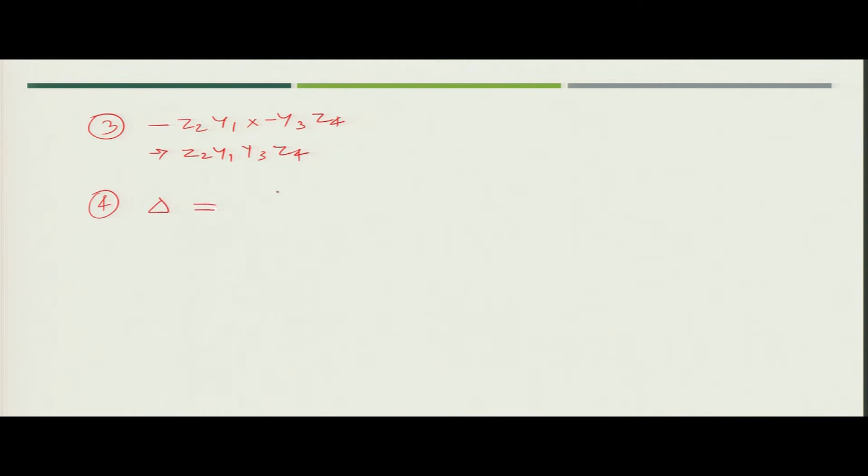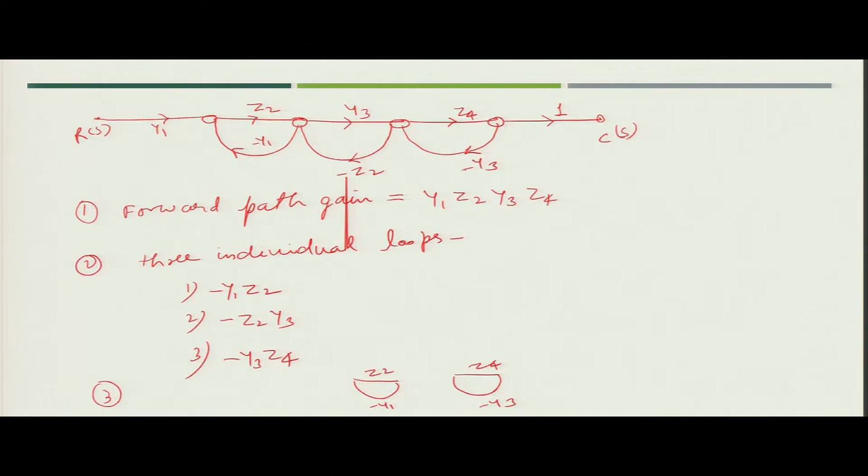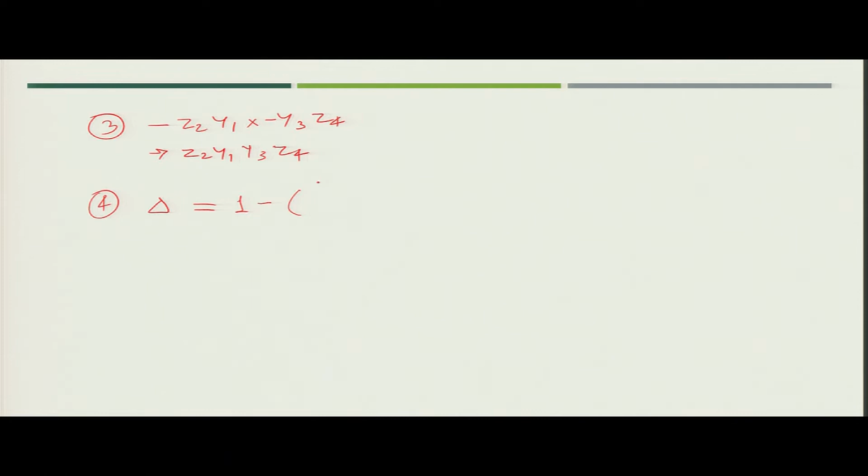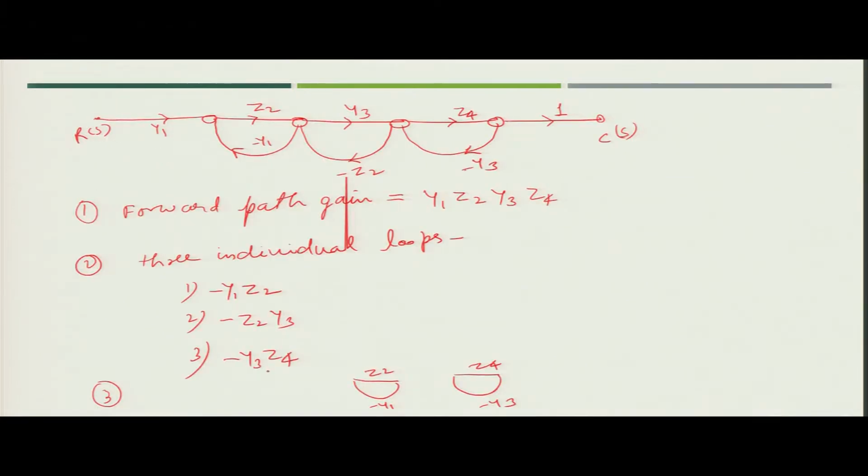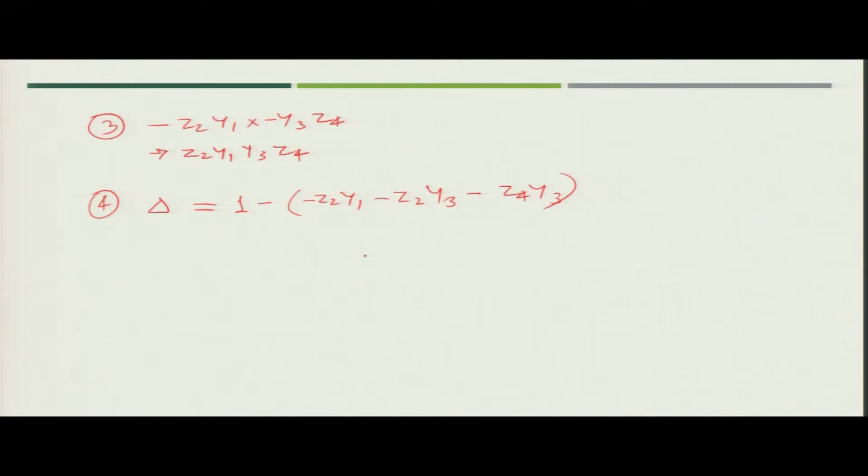So, finally, the delta which you can write is 1 minus the summation of the individual loop gains. The individual loop gains you have got, like we discussed. So, what can we write? We can write minus Z2 Y1, minus Z2 Y3, minus Z4 Y3, which you will get from these individual loops, and then you will have the set of 2 non touching loops. So, this will become Z2 Y1 into Y3 Z4. This is what you will get as part of your delta.